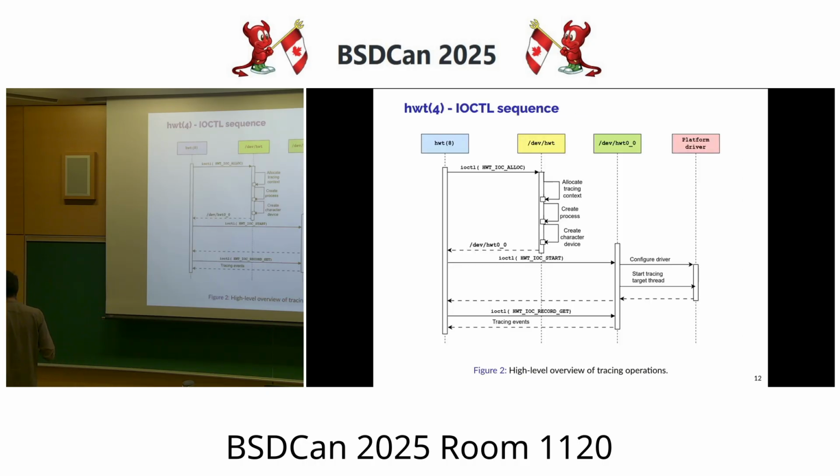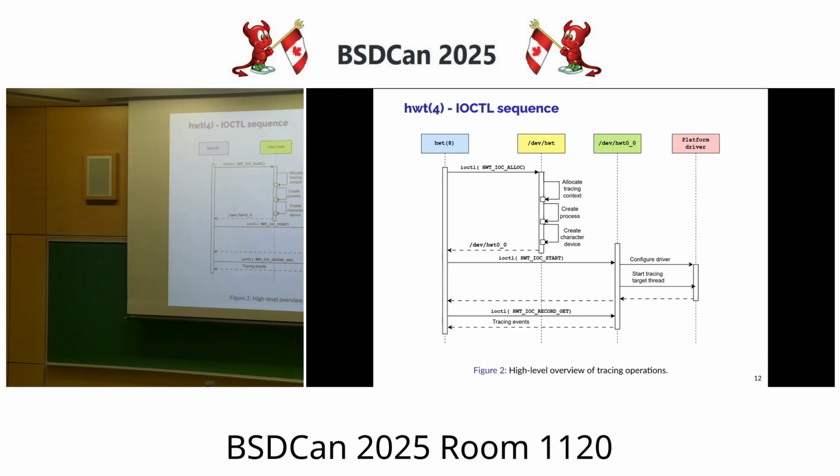So the actual tracing operations from user space are kind of summarized by this sequence diagram. So a user tool will initiate tracing sessions by signaling the character device that it wants to allocate, it wants to start a new tracing session. So under the hood, the hardware tracing framework will allocate a tracing context, create the corresponding process, or find it if it's not already there, and it will create a character device for that specific tracing session. So in this case, if we're tracing a user space process, it's session ID 0 and thread 0.